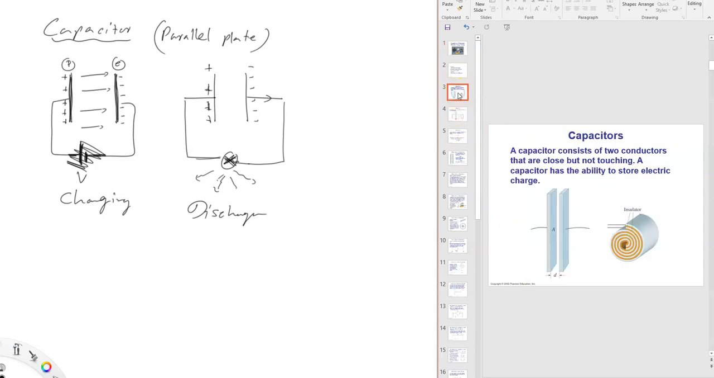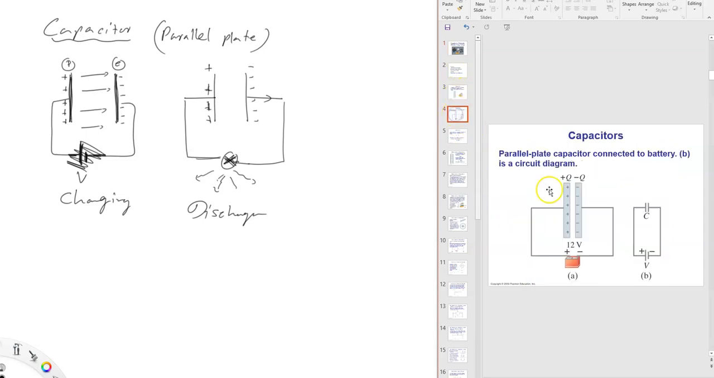So going back to the slides. This is what happens when you connect the battery. One side gets positively charged, the other side gets negatively charged. Now we have a charged capacitor. So in electrical circuits, we use a circuit symbol. It looks like the actual construction. It's just two parallel plates. This is the symbol for a capacitor, right?